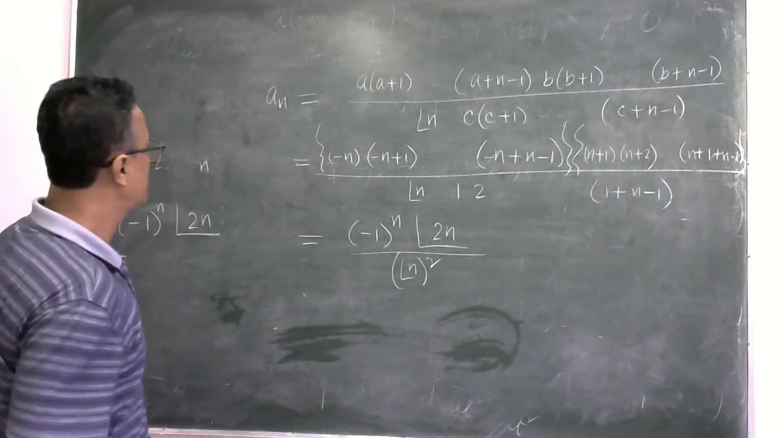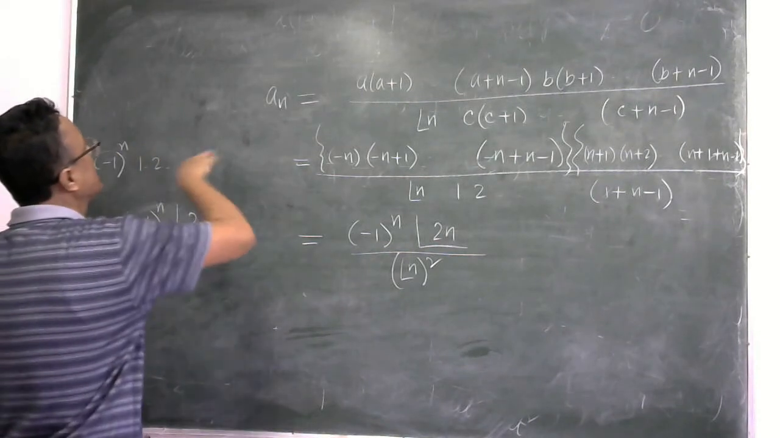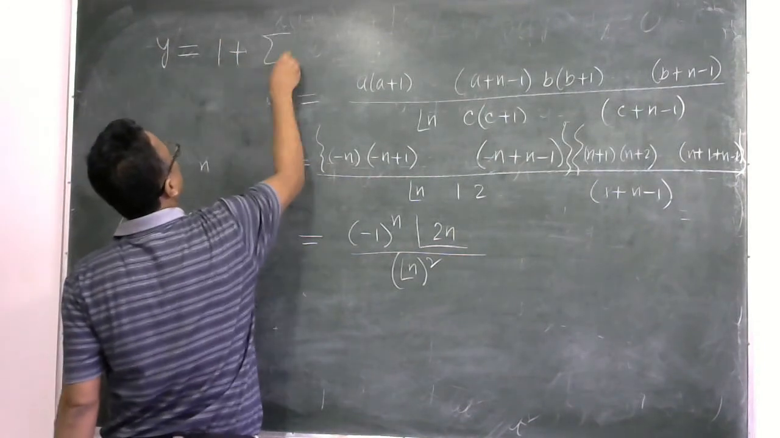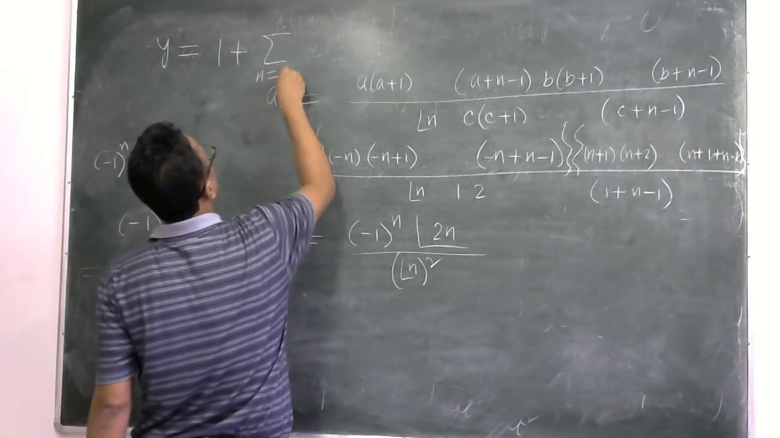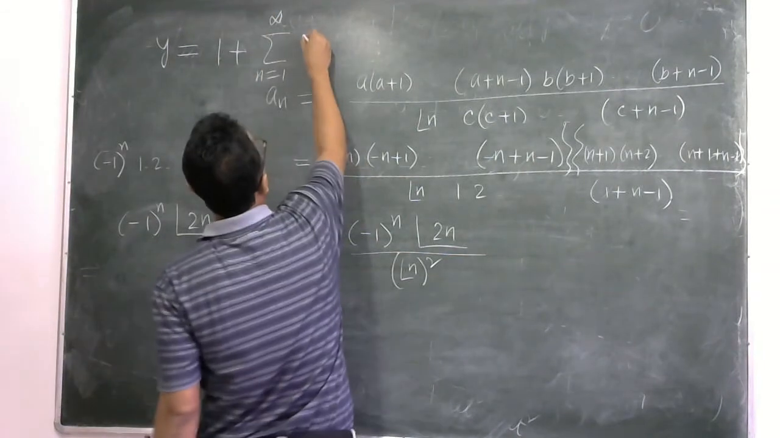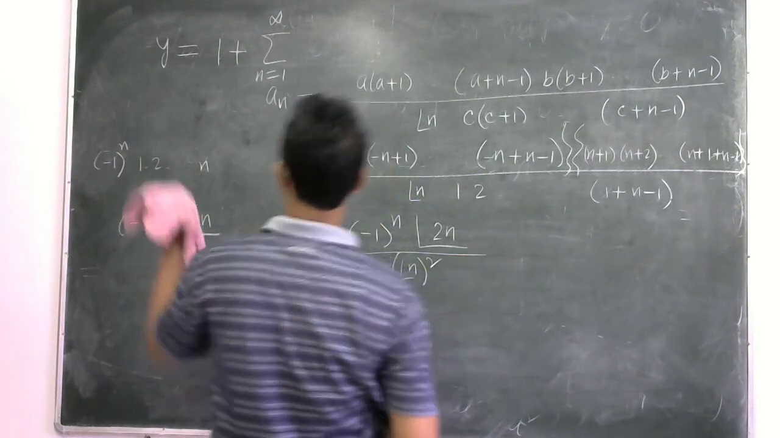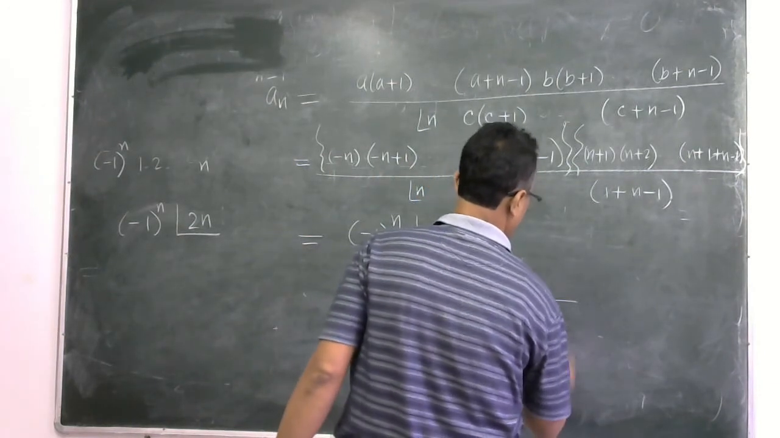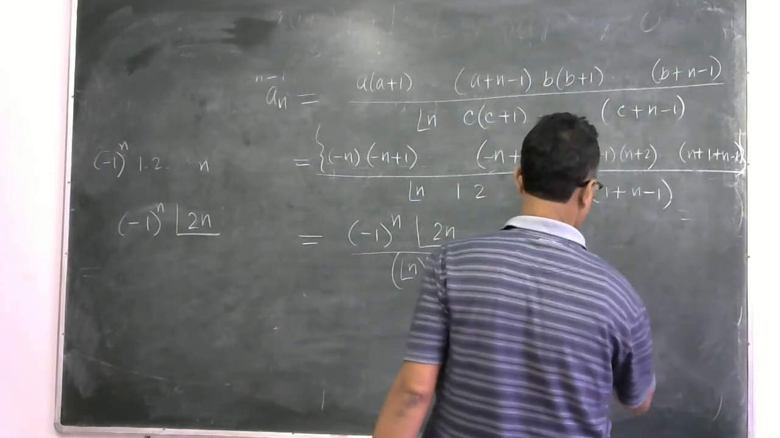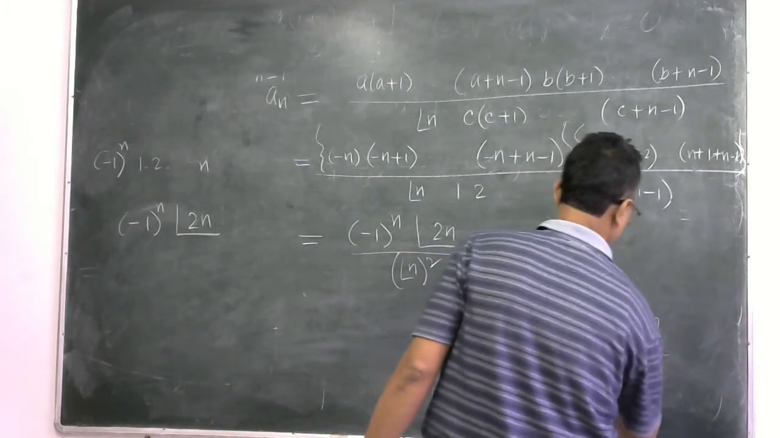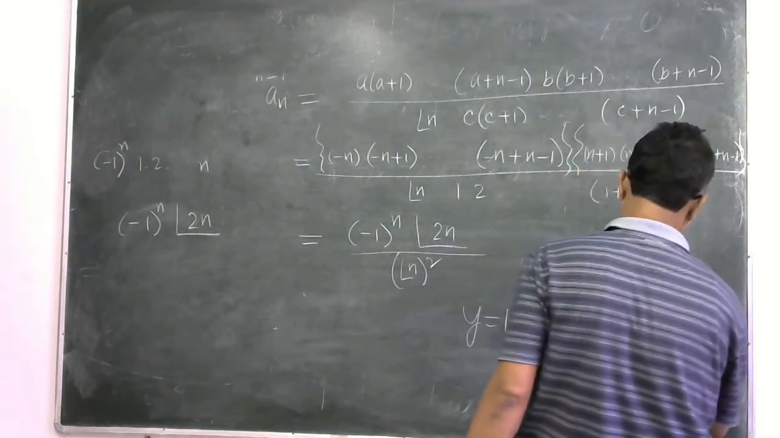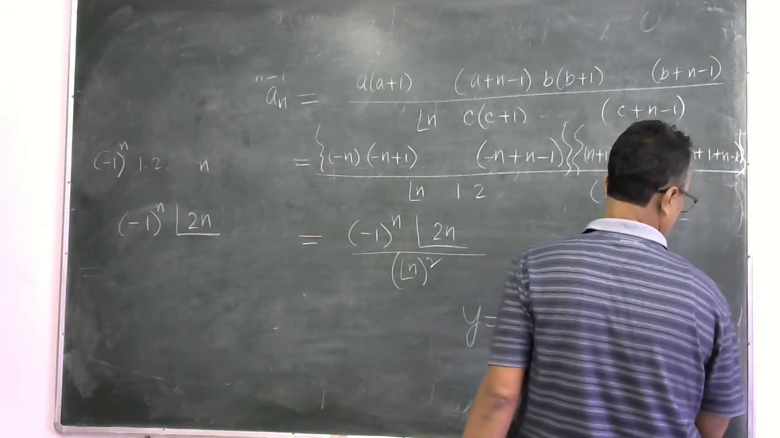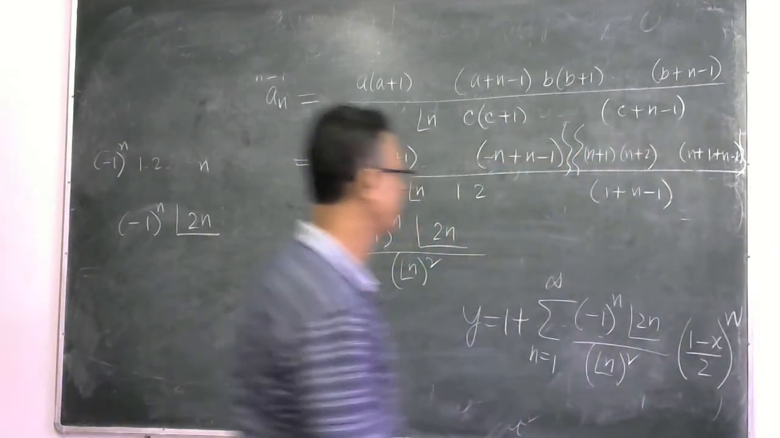So that is why the solution to Legendre's equation is going to be given by y. Let me write here: y equal to 1 plus the sum for n equal to 1 to infinity, and this is n squared, and this is going to be your 1 minus x by 2 to the power n. Is it okay?